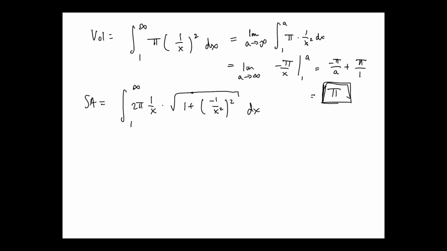All right, so what does this mean about this hyperbola that we've rotated about our axis? Even though it's an infinite curve, it sweeps out a finite volume, because that integral converged, in this case, to pi. What about the surface area integral?